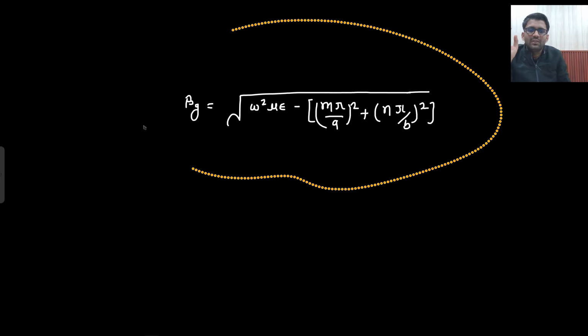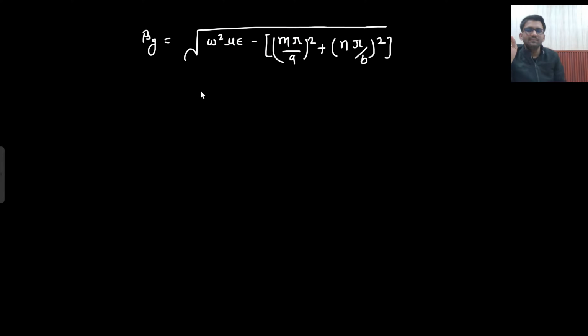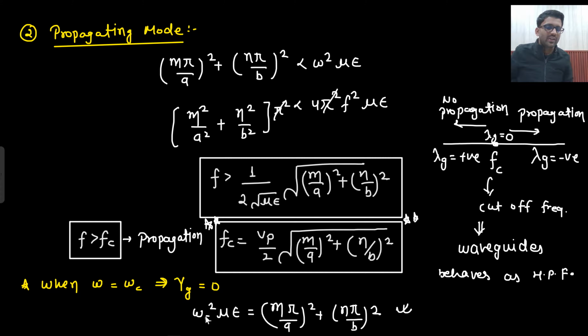So till now we have seen, basically, I took a minus common from here because I needed to make it equal to j beta g. So if I took minus common, j and j got cancelled. So beta g is coming out to be this. Now what is this equal to? M pi by a whole square plus n pi by b whole square. What is this equal to? That is equal to omega c square mu epsilon. So let's call it equation 1.